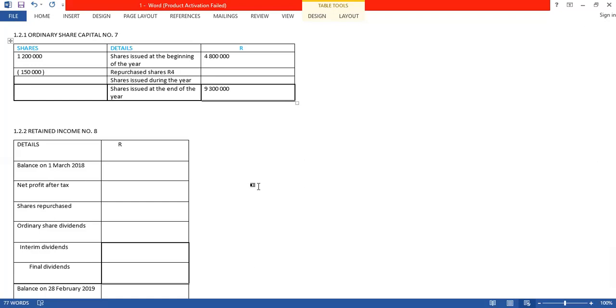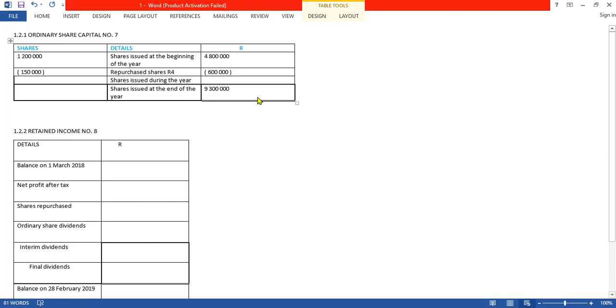Remember, guys, when we repurchase, we put it into brackets because we are going to subtract it, because this part no longer qualifies to be counted as the number of shares in our company, right? So now that we have the balance at the beginning, the shares issued at the beginning, and the repurchased shares, we have to find the shares issued during the year.